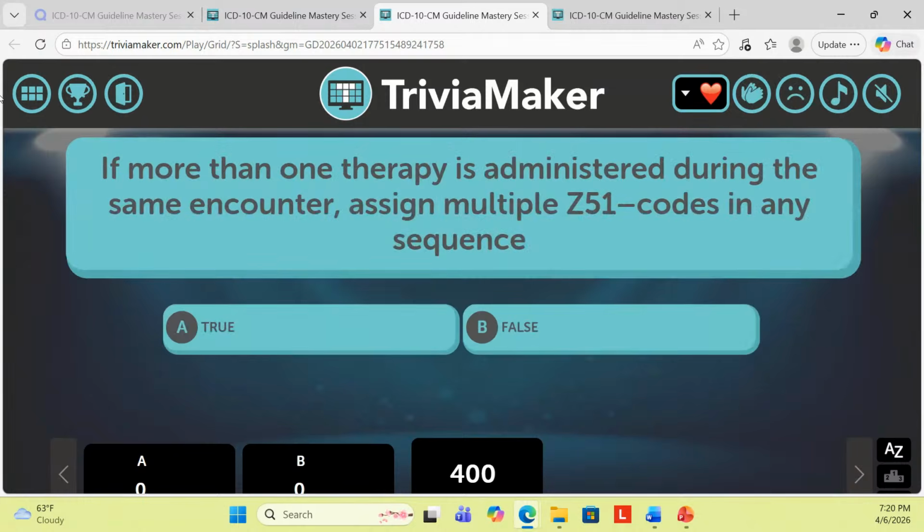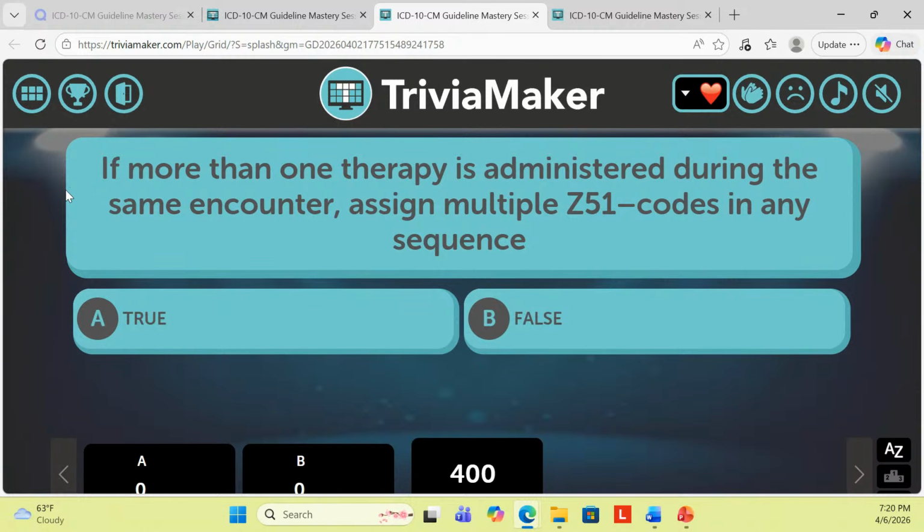True or false? If more than one therapy is administered during the same encounter, assign multiple Z51 codes in any sequence. True or false? What do we think, coders?